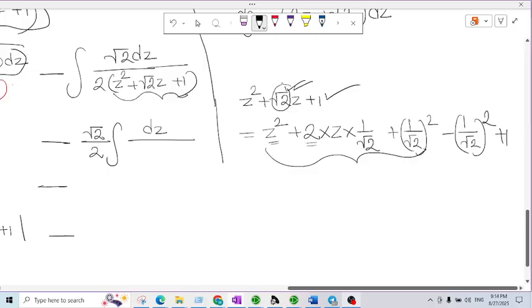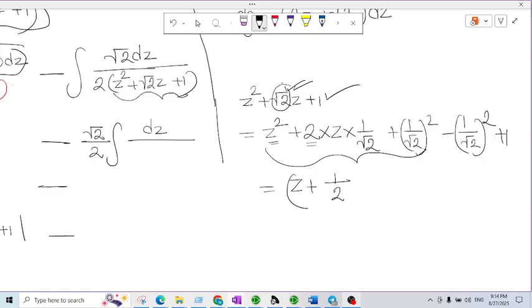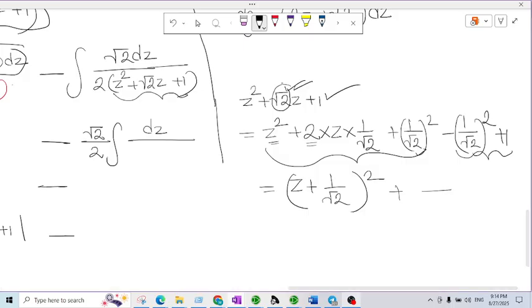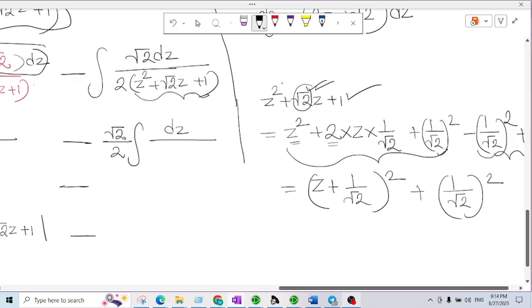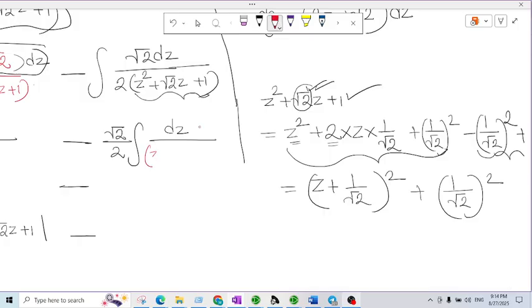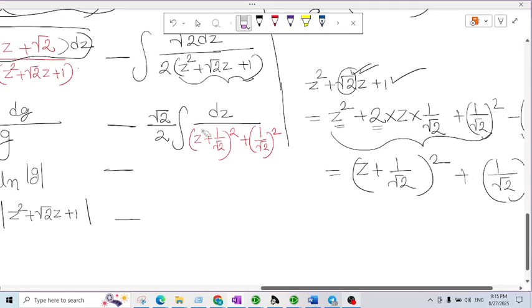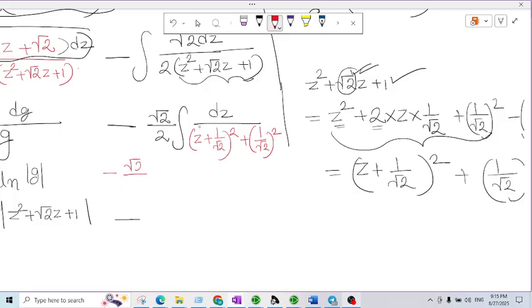And you can see again that this term is equal to a plus b whole square. So z plus 1 by root over 2 whole square, and this term is simply equal to half, and half means this. Okay, so let me put this value here, and let's see what happens. So z plus 1 by root over 2 square plus 1 by root over 2 square. Okay, so now let's write this thing, root over 2 divided by 2.